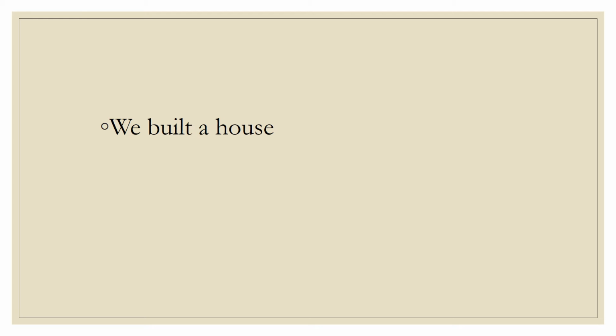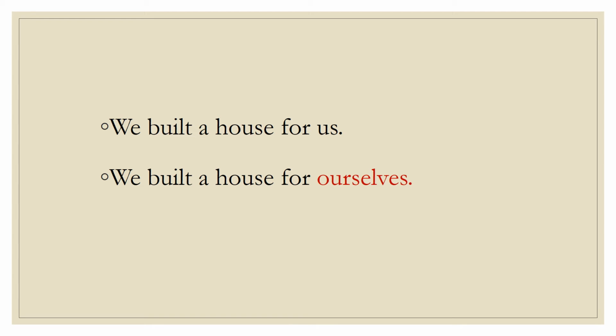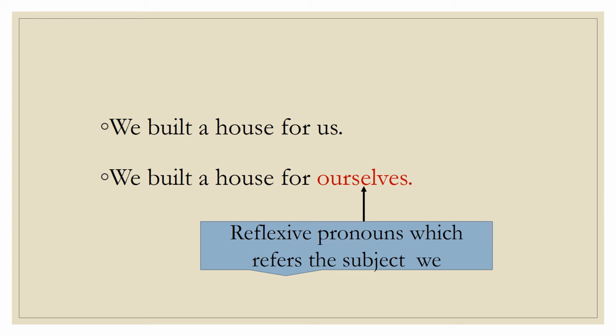We built a house for us. In this, we and us refer to the same person, so I can use a reflexive pronoun. We built a house for ourselves. In this, ourselves is a reflexive pronoun which refers to the subject we.